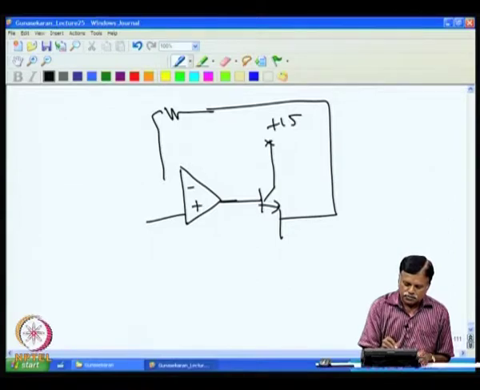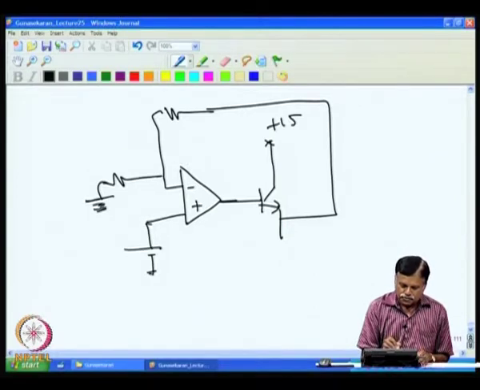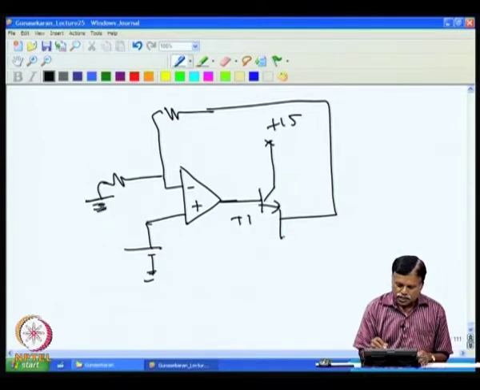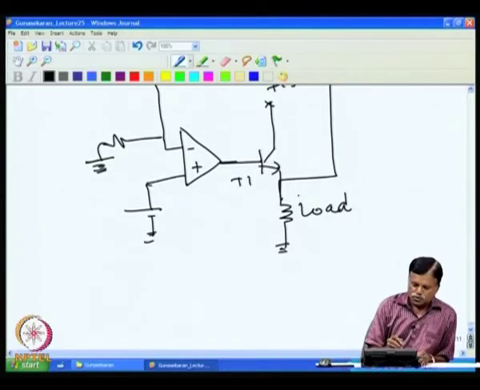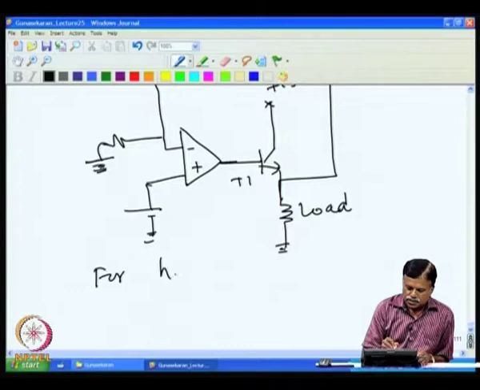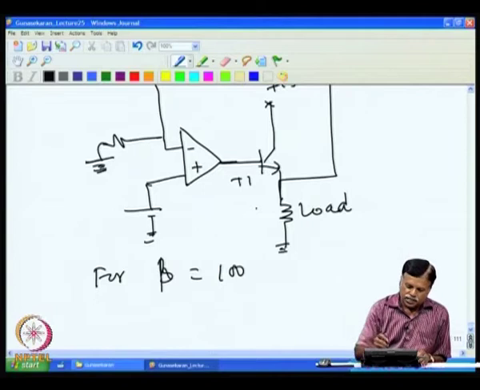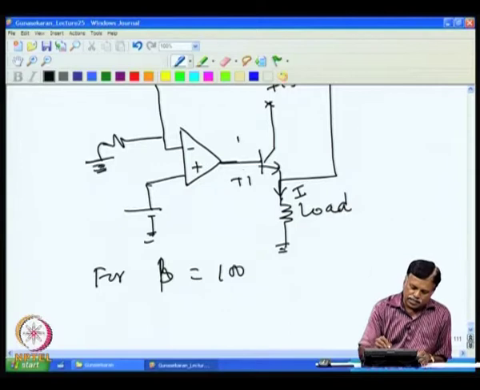I can have this arrangement, then return the emitter to this, and give the input to this. So you have the transistor T1, and your load can now be very high. For example, assume the HFE, the beta, of the transistor is 100. If beta is 100, then the load current and the output current of the op amp are related by beta.